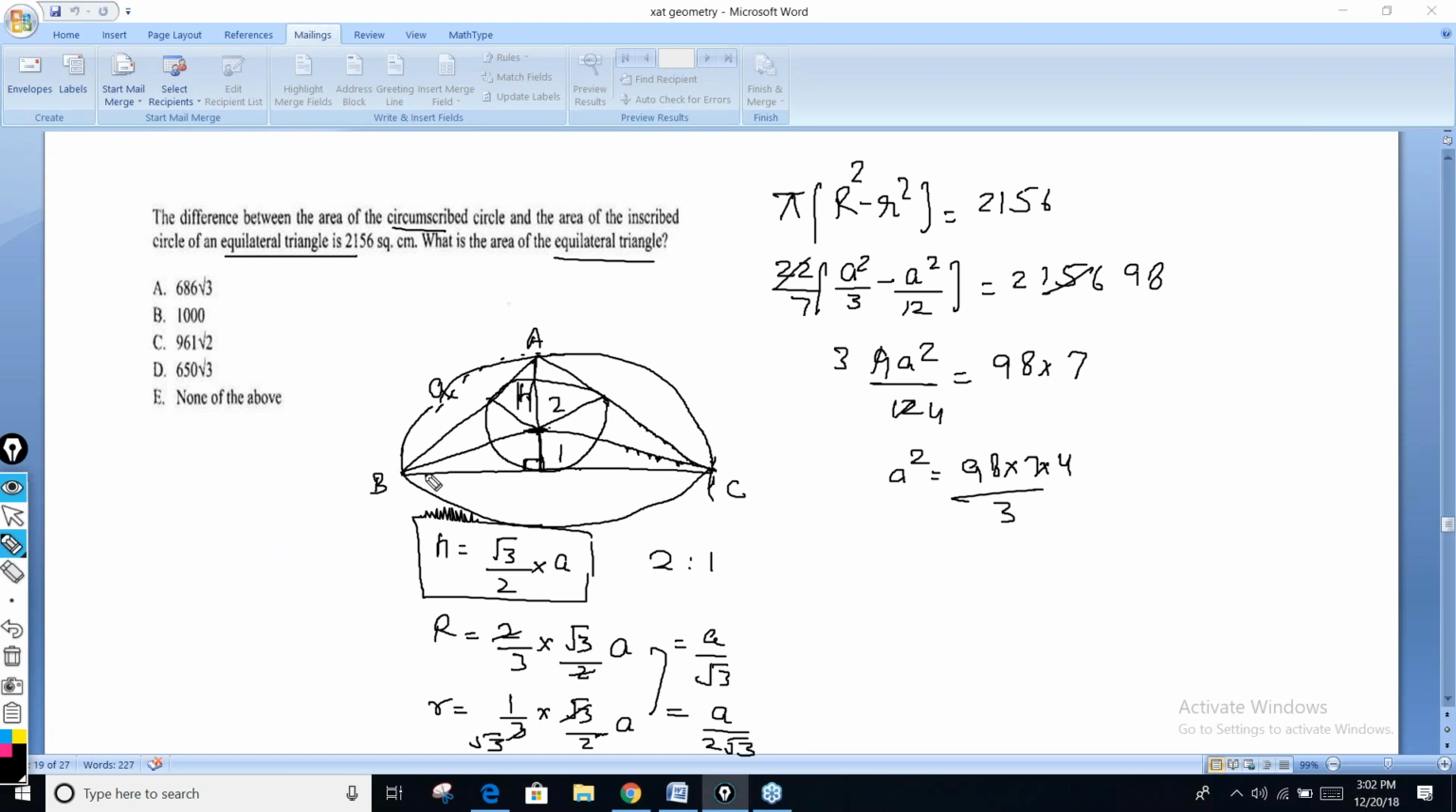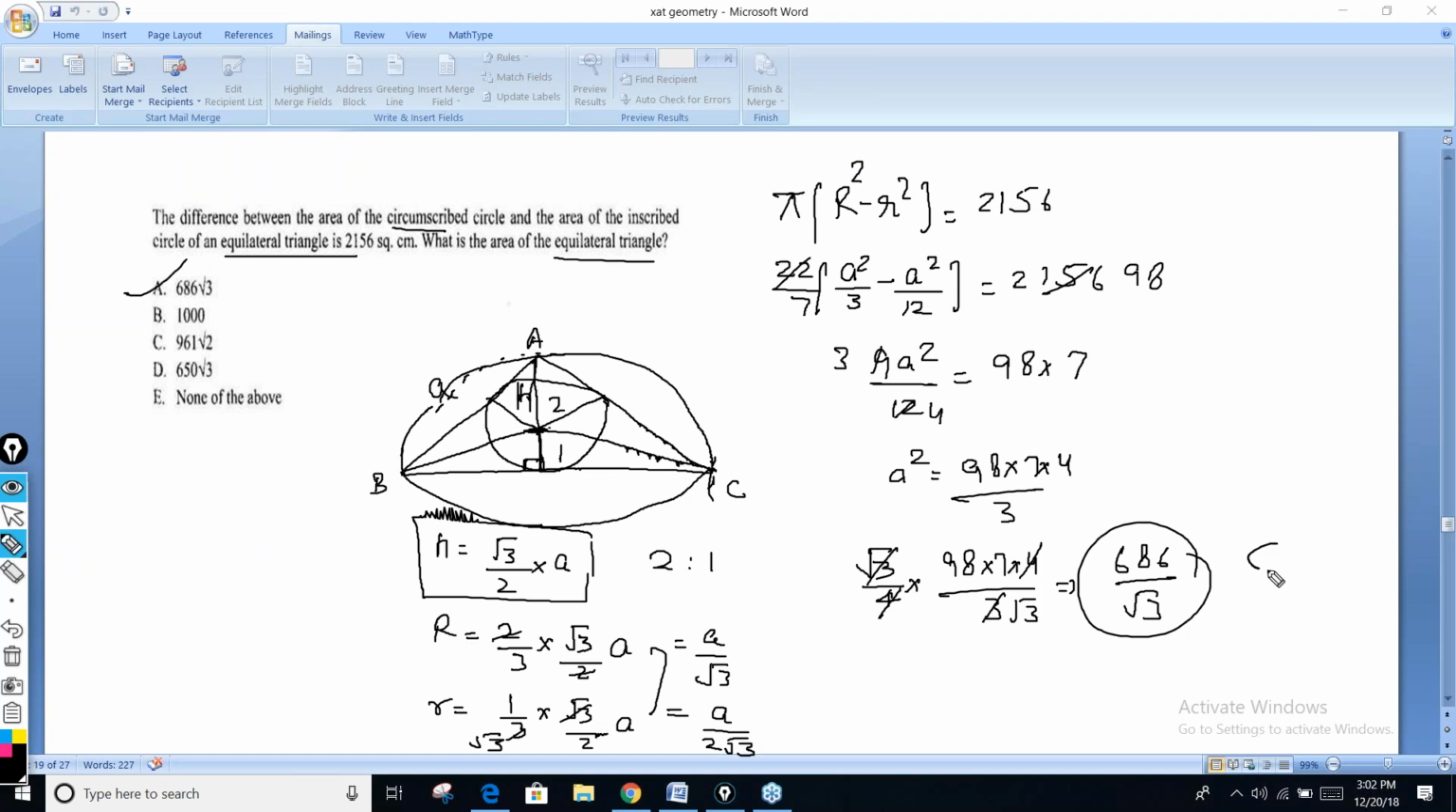What do we need to find? We need to find the area of the triangle, which is root 3 by 4 side square. And we just got the side square: 98 into 7 into 4 upon 3. That 4 will be cancelled out, and that is root 3 into 686 upon 3. So the answer is 686 upon root 3. A option is the correct answer.